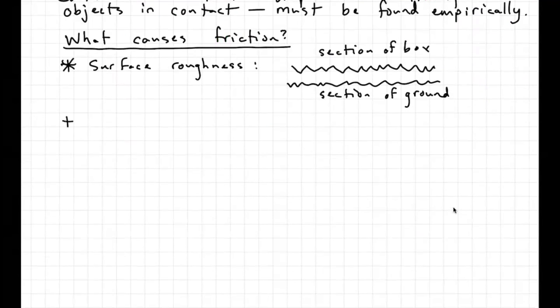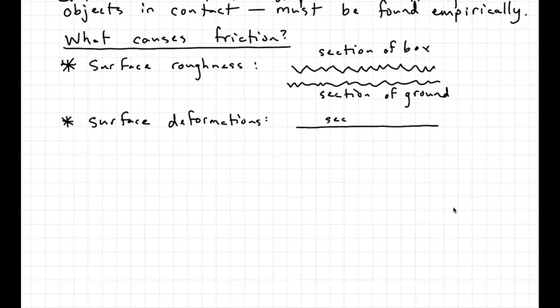Another thing that can cause friction is deformations in surfaces. So surface deformations. So an example of thinking this through, imagine that I've got my box, and maybe it is a flat box. So I've got some section of the box here, but now the ground is soft. Maybe it's a swamp, or it's made of grass and the grass is wet or something like that. So when I push this box, the ground deforms under it like this.